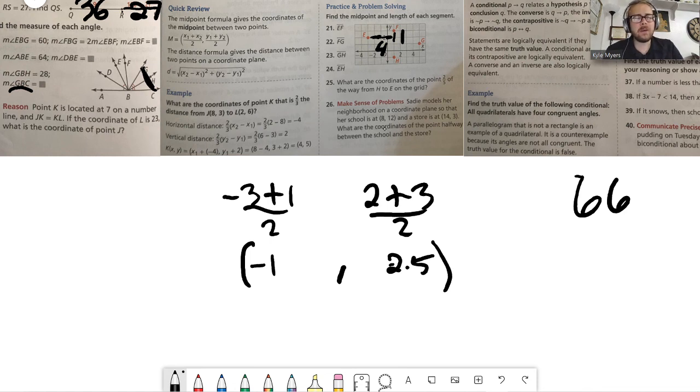So you can also do it that way if you want to just count the spaces and then count half that many. That works too. But the midpoint would be -1, 2.5.